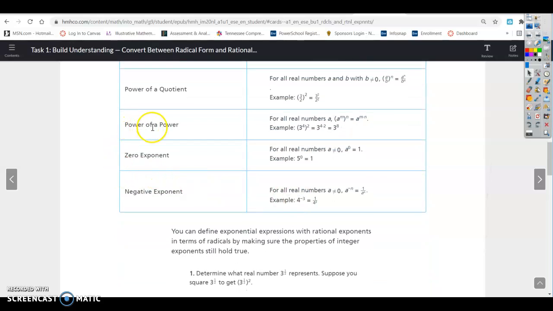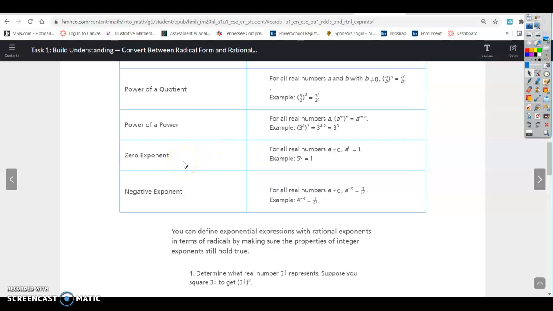All right, a power of a power. For all real numbers, a to the m raised to the n power is a power to a power. So you've got two exponents there. m and n both are exponents. That equals a to the m times n.